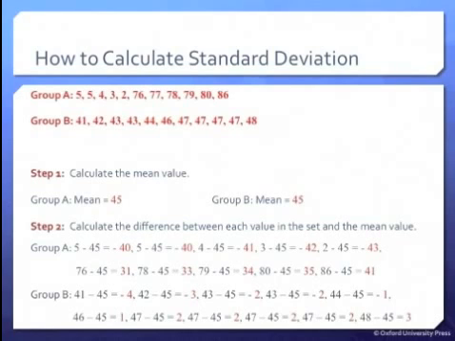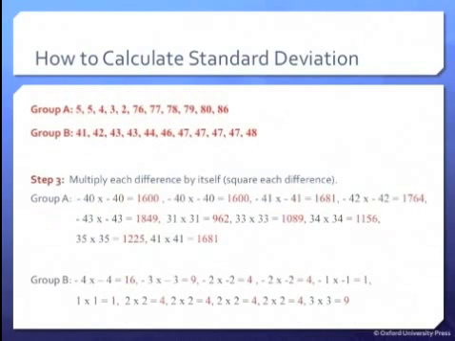I went ahead and subtracted the mean 45 from each of the values in both groups. The numbers in red are the results. The numbers in black on the left of the equal sign show you how I obtained each value. Notice how the mean 45 appears on the right of each subtraction sign. This is because in each case I am subtracting the mean 45 from the given value in the set.